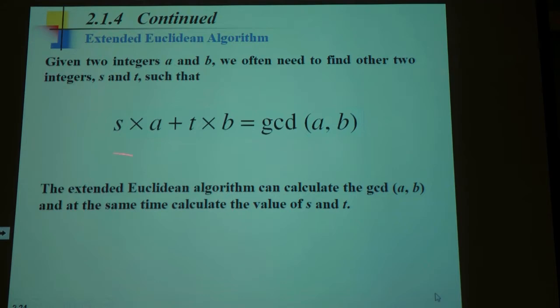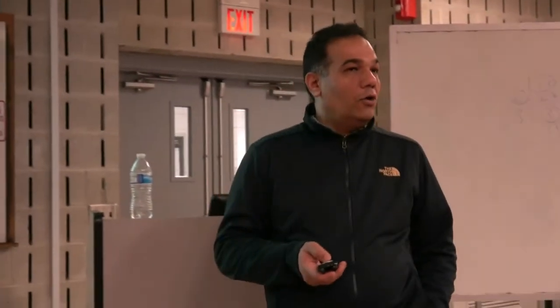I'm trying to calculate the greatest common divisor using 2 arbitrary numbers. So the extended Euclidean algorithm can calculate the greatest common divisor for A and B, and at the same time calculate the values of S and T. In the previous one, in the Euclidean, we were able to calculate only the greatest common divisor. Now we are able to create three things: the greatest common divisor plus a number S and a number T that achieve this relation. Why is that important? We'll take an example. I'll tell you why it is important in a second.